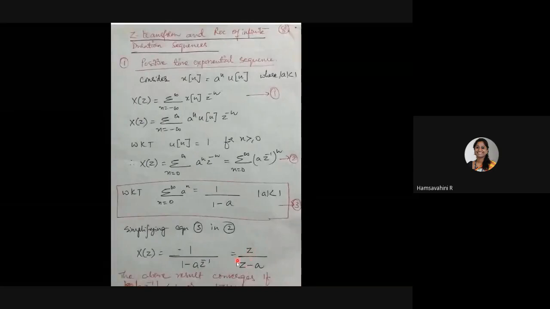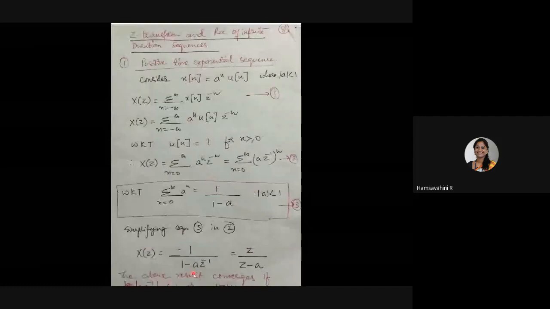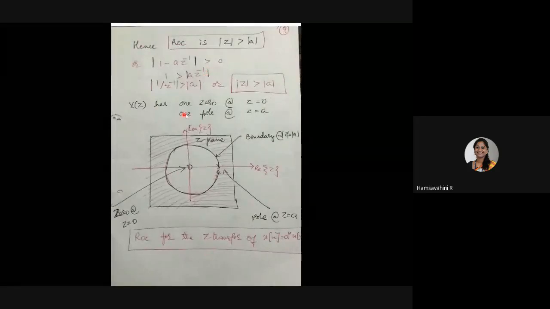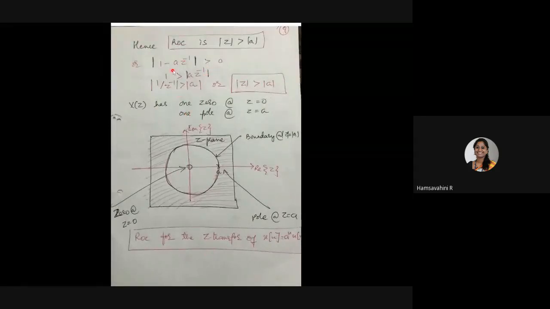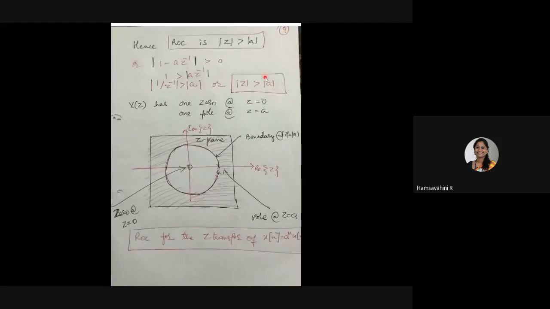So this z minus a should be greater than 0. Or I can take the term 1 minus a z to the power minus 1, it should be greater than 0. Then only X of z will have some finite value. So when we simplify, you will get mod z greater than mod a. That means the values of z for which X of z is a finite value are the values which are greater than a.